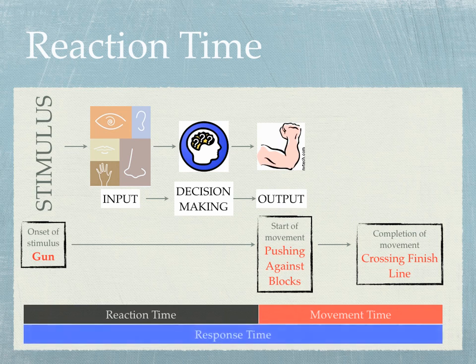Now our third definition is response time, which is the reaction time and the movement time put together. So in our example of the 100-meter sprint, it'll be the onset of the stimulus, the gun going off, to the time until we cross the finish line. Now these three definitions for reaction time, movement time and response time are crucial in our understanding of reaction time within information processing.